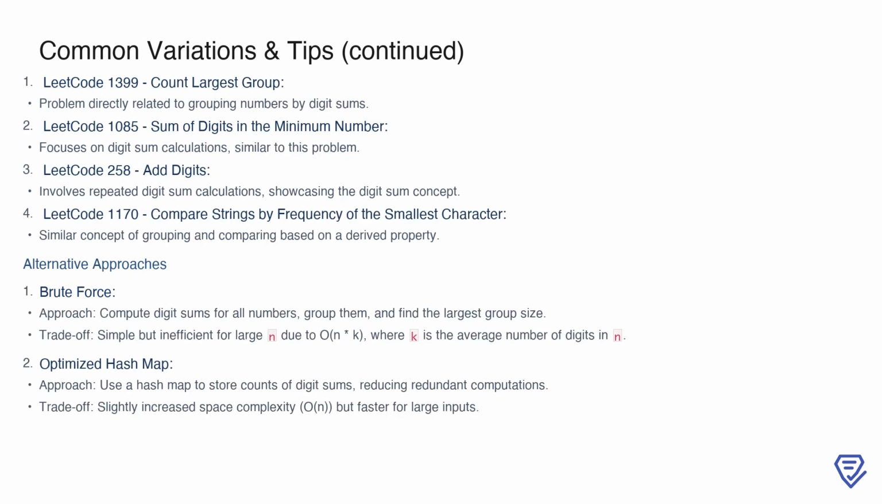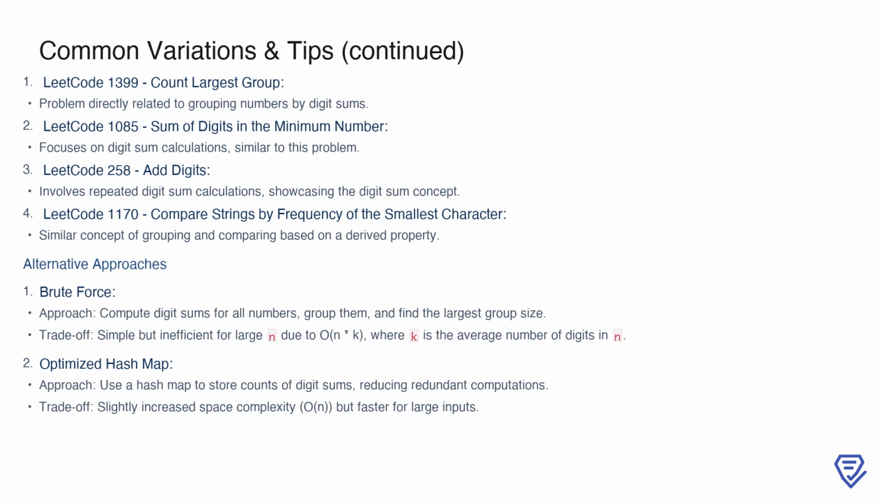This problem is closely related to others on LeetCode that involve digit sum calculations or grouping based on derived properties. For example, LeetCode 1399, the problem we're solving, groups numbers by their digit sums. LeetCode 1085 focuses specifically on digit sum calculations, while LeetCode 258 deals with repeated digit sum operations, emphasizing the same core concept. Additionally, LeetCode 1170 compares strings based on a derived frequency measure, which is conceptually similar to grouping numbers by their digit sums.